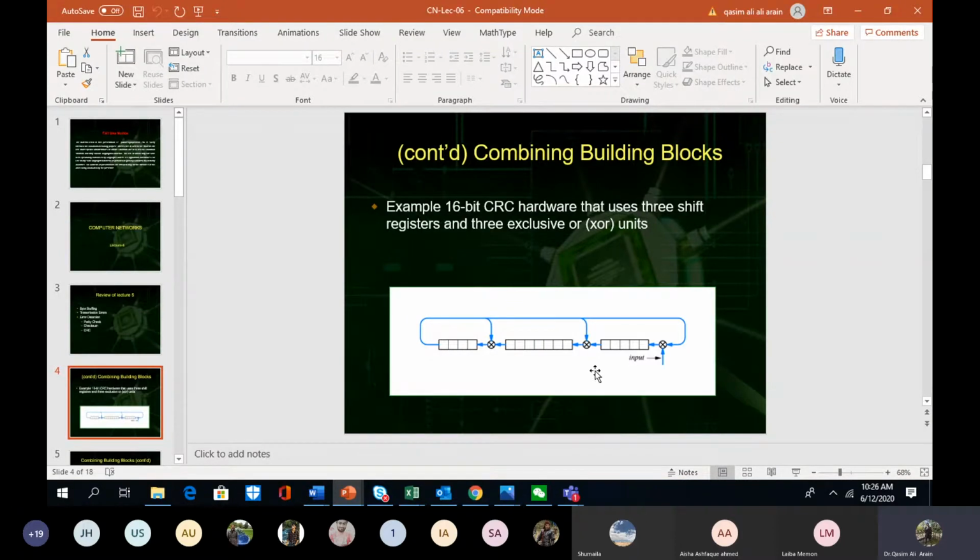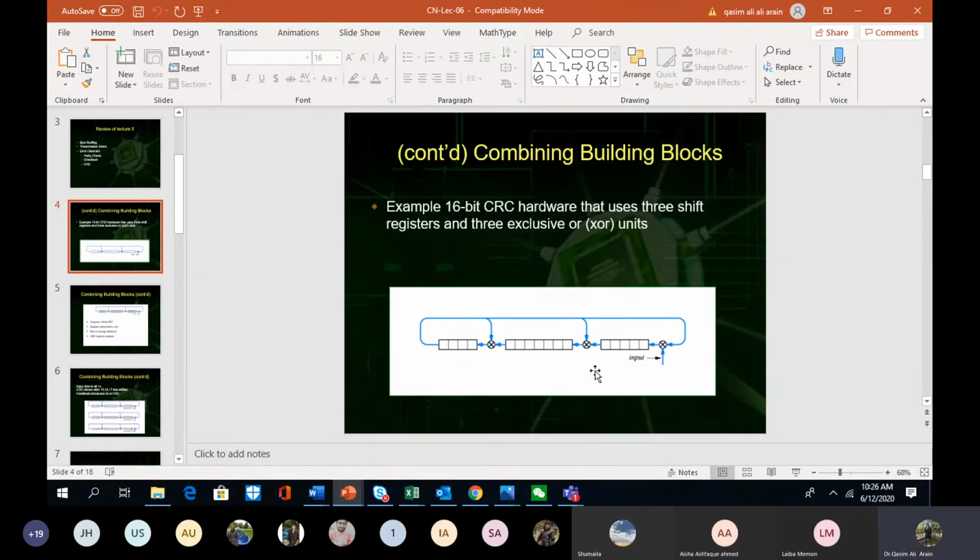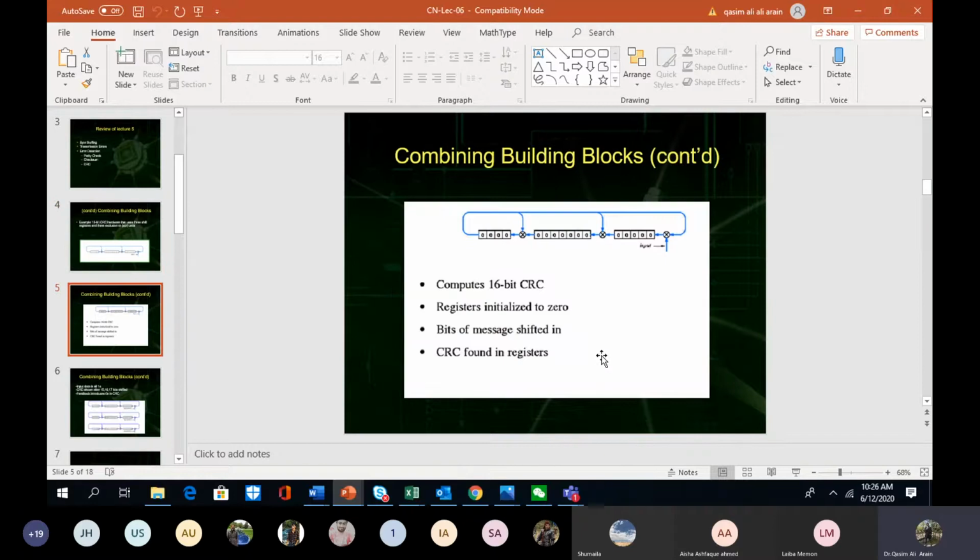Now what is going to happen? First of all, the register values are going to be 0. If you look at this particular slide, we are going to compute a 16-bit CRC right now. A register is initialized to 0 at a very initial stage. All the values of the register become 0. Bits of message are shifted in.